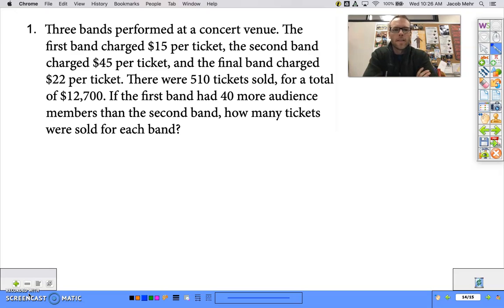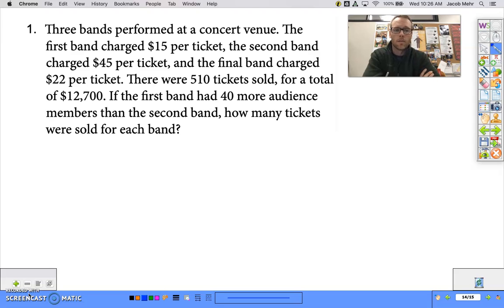All right, so now let's apply this concept of using inverse matrices to solve systems to solve a couple word problems. So here's our first one for today. 3 bands perform at a concert venue. The first band charged $15 per ticket. The second band charged $45 per ticket. The final band charged $22 per ticket. There were 510 tickets sold for a total of $12,700. If the first band had 40 more audience members than the second, how many tickets were sold for each band?